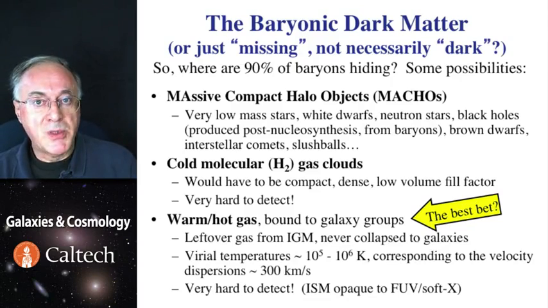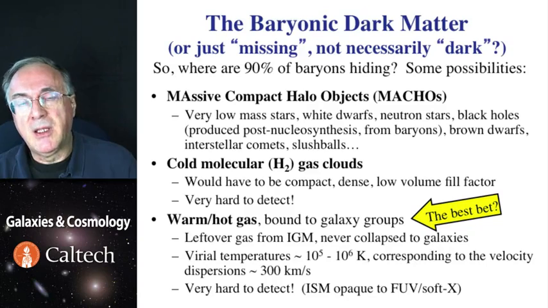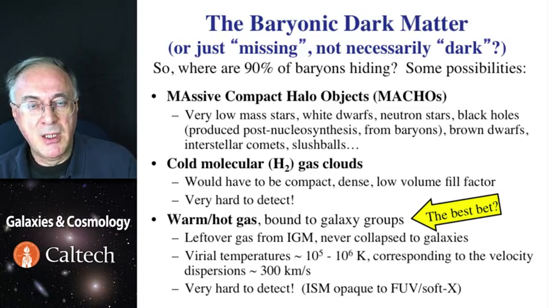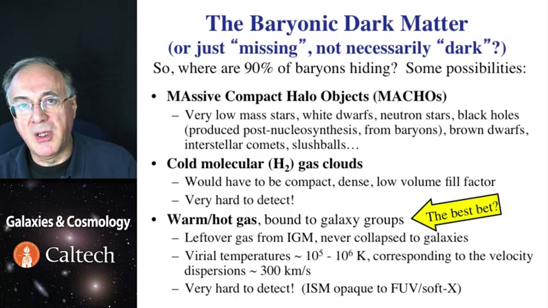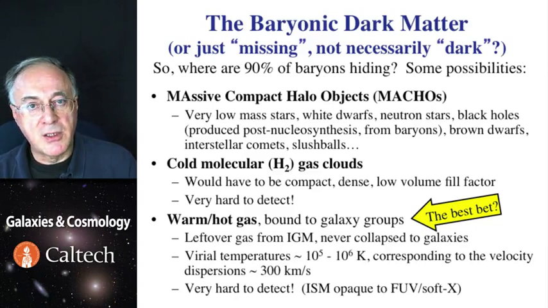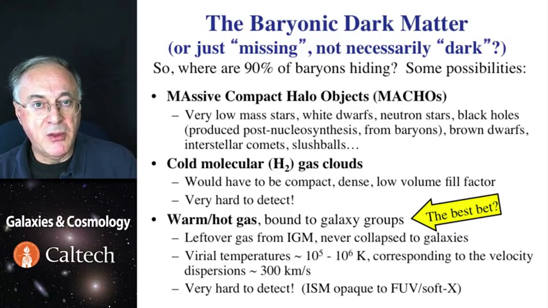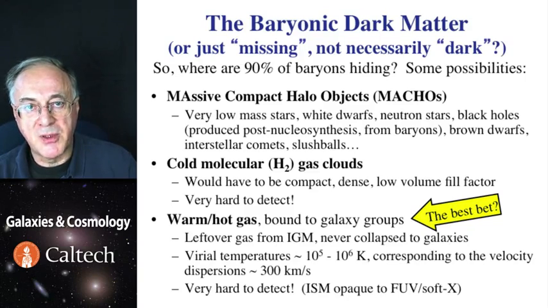The final possibility, and most likely the correct one, is that these baryons are in the form of hot gas bound to galaxy groups, simply corresponding to the large-scale structure. Because of the virial temperature equilibrium, it has to be balanced against whatever the gravitational potential is. The expected temperature of this gas is of the order of a million degrees Kelvin. So that's not as hot as X-ray gas in clusters of galaxies. The predictions are made by numerical simulations of structure formation, and it's a perfectly reasonable thing to expect.